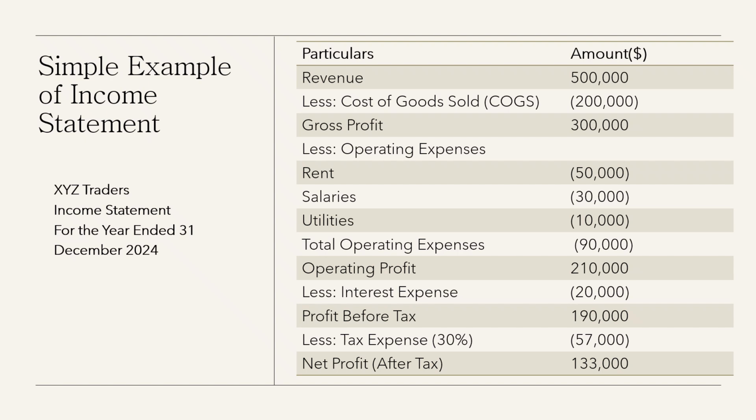becomes $190,000. From this, the company pays income tax at the rate of 30%, which is $57,000. So finally, after all expenses, the business earns a net profit of $133,000. This is the amount left for the owner or to be reinvested in the business. So it's important to understand the difference: gross profit tells us how much we earn after covering the cost of products, but net profit shows the real earning after paying all other business expenses.